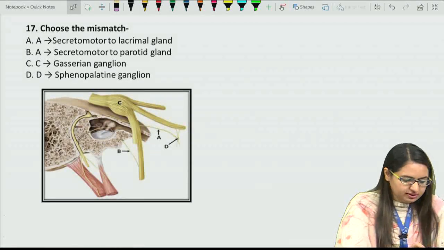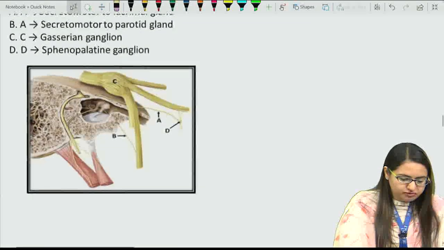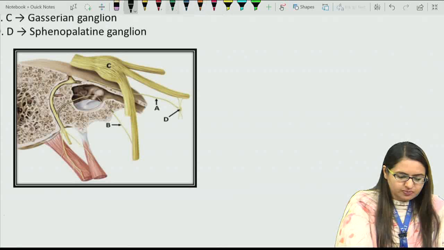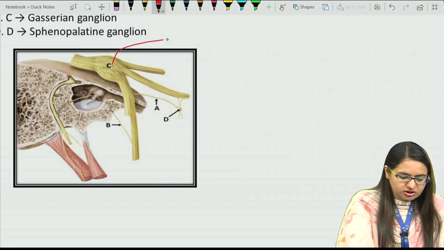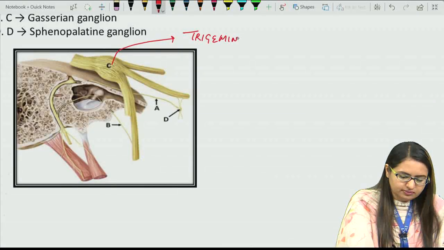Now the question number 17. First of all we will identify the structures which are present in this picture. This structure which is present over here is the trigeminal ganglion, also known as the Gasserian ganglion.